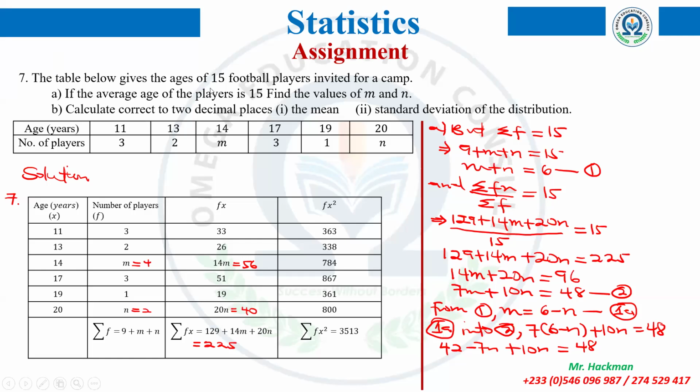The table below gives the ages of 15 football players invited for a camp. Obviously you can read the question that we have here, with the table. So, solution: what do you write first?